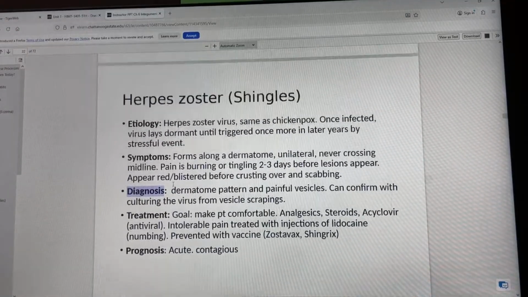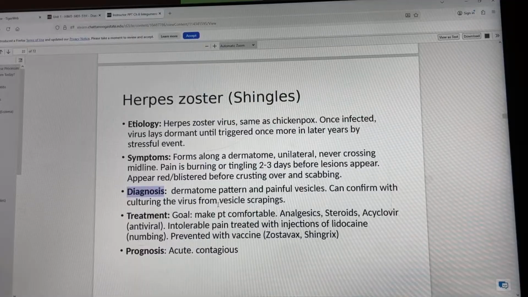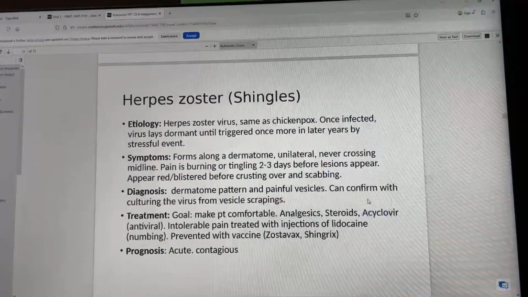Treatment for this, what do you think? It's a virus, so what do you think the treatment's going to be? An antiviral, right? And we know those end with vir, which makes it easy to remember because it's vir for virus. So acyclovir is a very common antiviral. Steroids also, just to help decrease that inflammation.